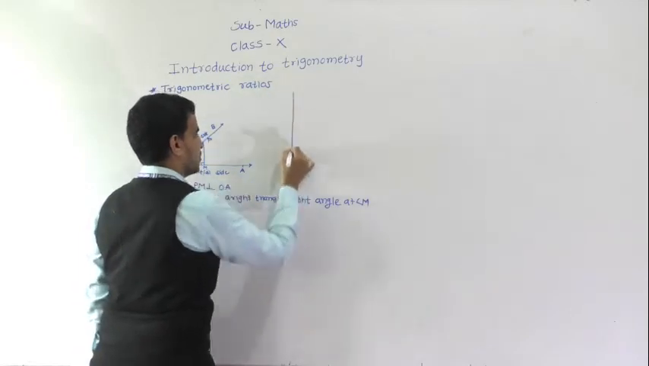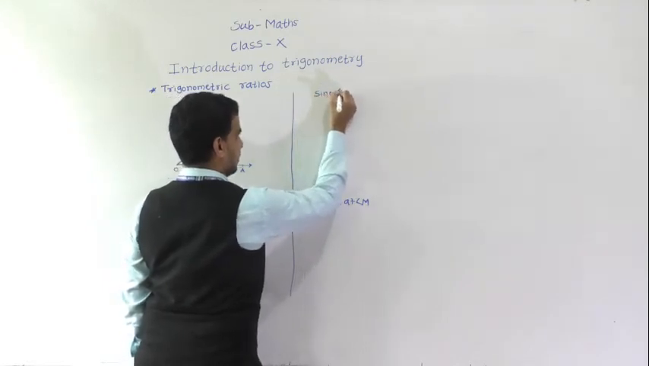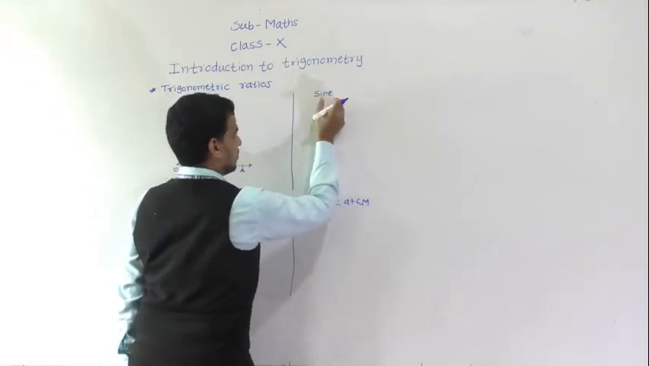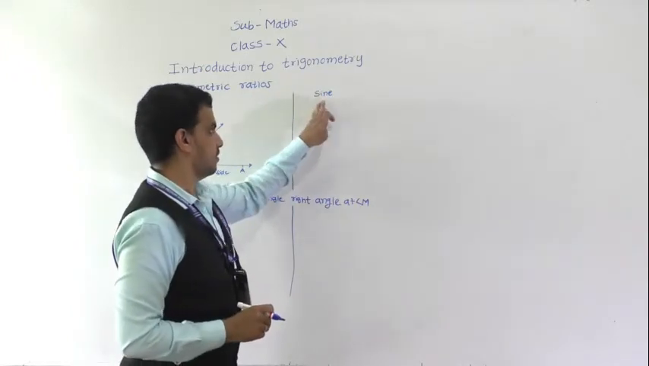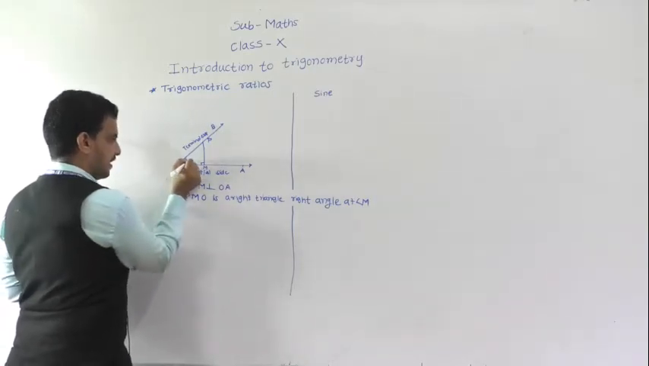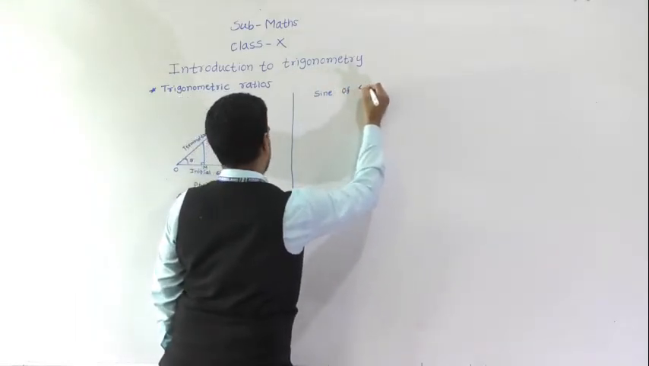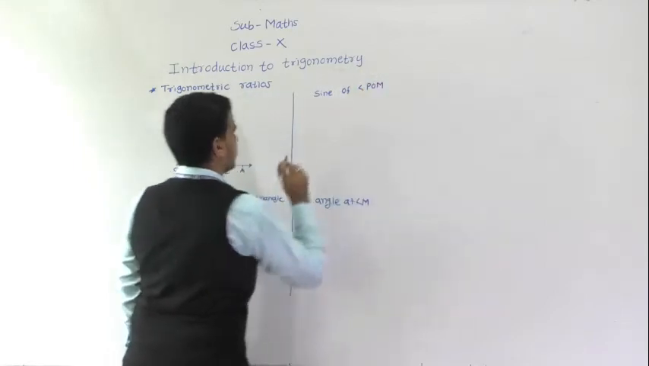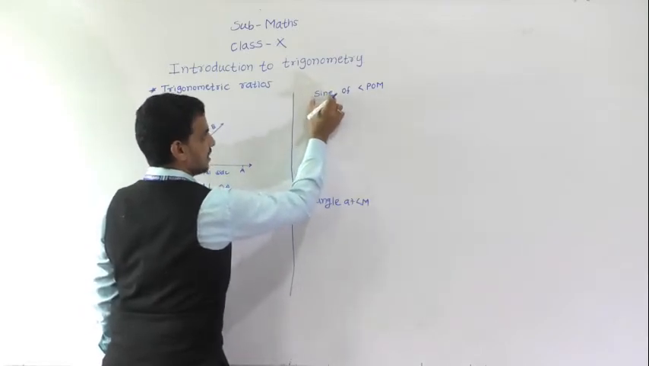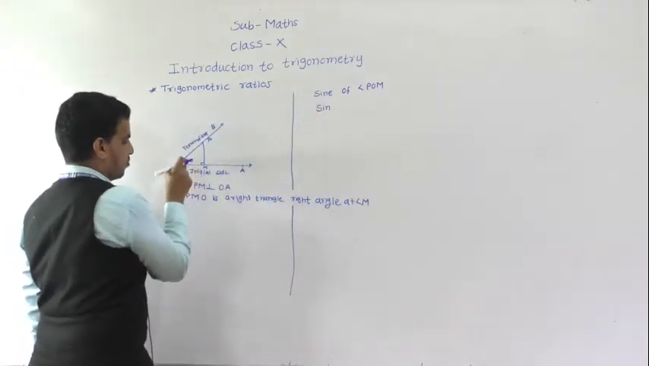Now here I am writing these trigonometric ratios. First is sine theta. Sine of angle O here, so angle O is theta. So sine of angle POM. In short, sine we can write as SIN, and angle POM we can denote as theta.